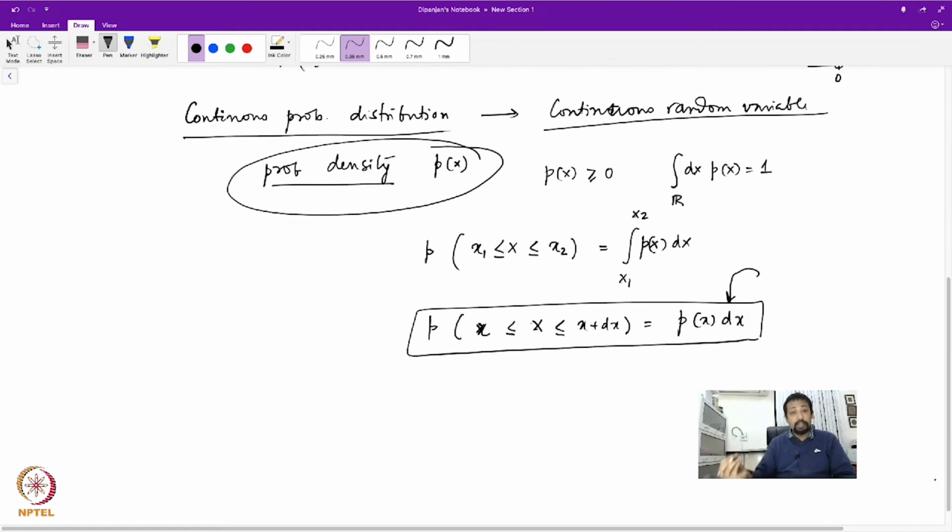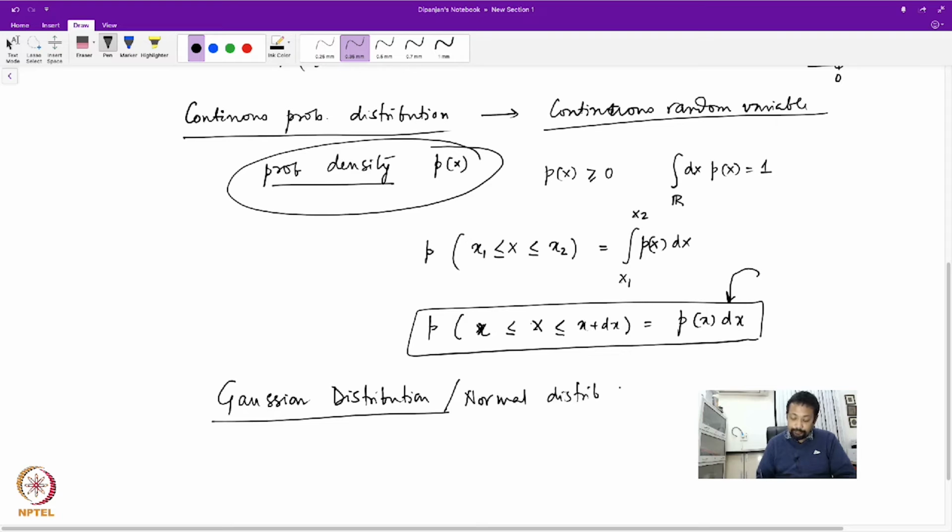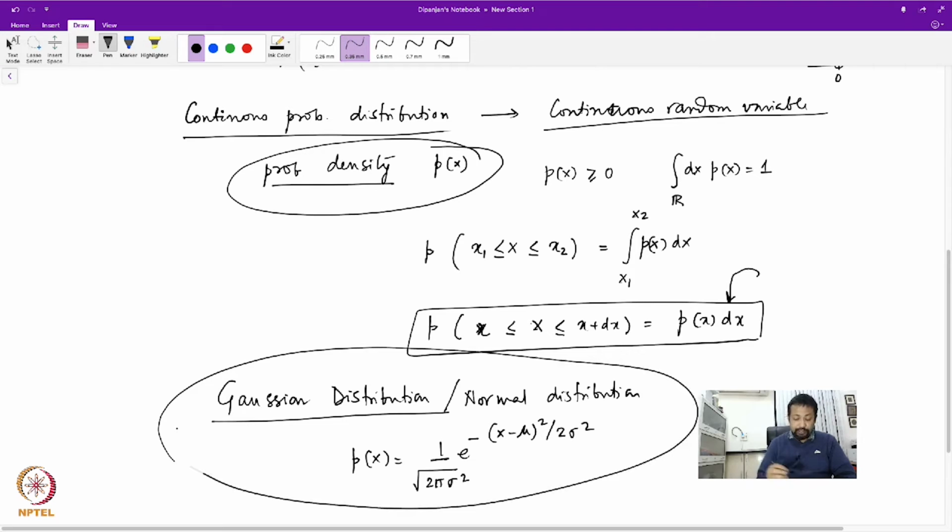And the most famous example of a continuous distribution is a Gaussian distribution, or it is also called a normal distribution. And p(x) is e to the power minus (x minus mu) whole square over twice sigma square. The normalization is 2 pi sigma square. So this distribution you are going to encounter plenty of times in statistical mechanics.